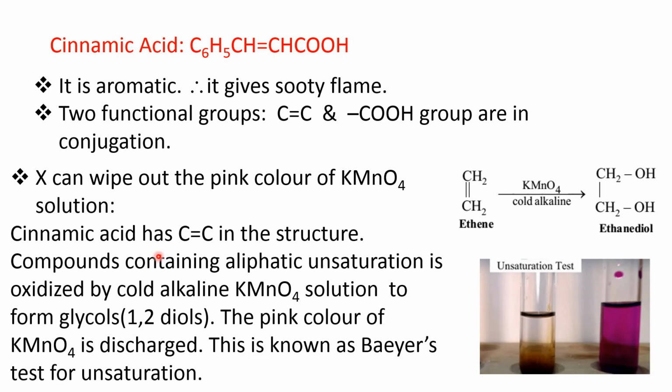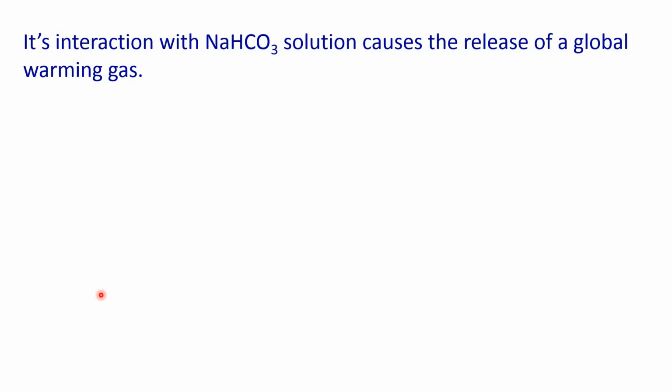So this is cinnamic acid. It has a carbon-carbon double bond in the structure, and compounds containing aliphatic unsaturation are oxidized by cold alkaline potassium permanganate solution to form glycols or 1,2-diols. The pink color of the potassium permanganate is discharged, and this is Baeyer's test.